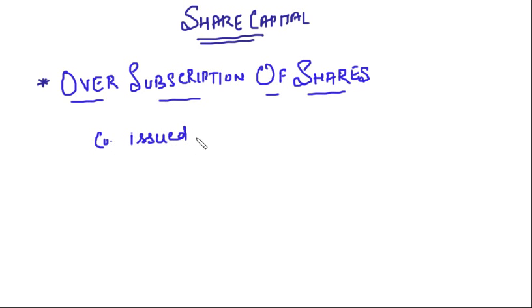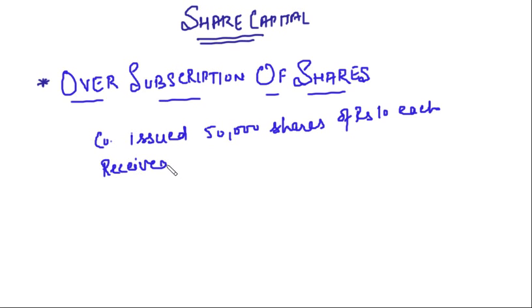issued 50,000 shares of rupees 10 each. Right? Company issued 50,000 shares of 10 each. That is, company said that we want to raise 5 lakh rupees. For that we are issuing 50,000. Now they ask public to send the applications along with application money. The company received applications for 70,000 shares.